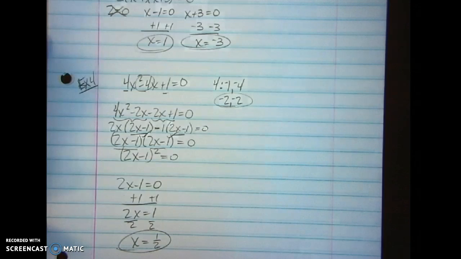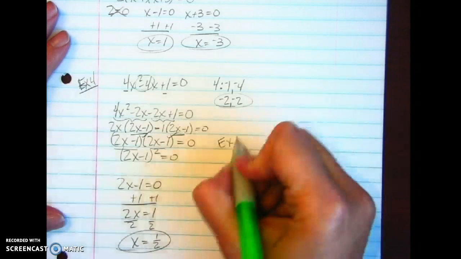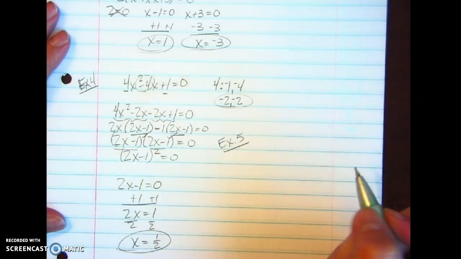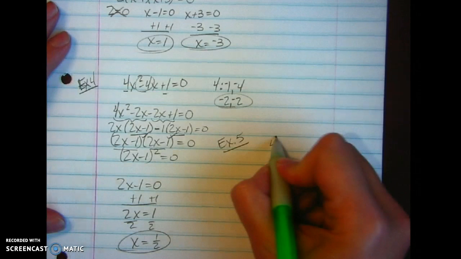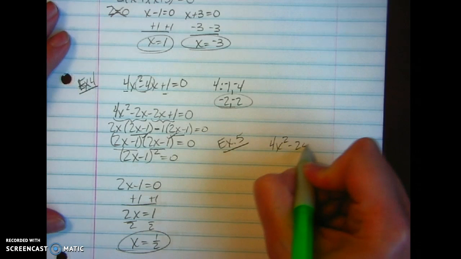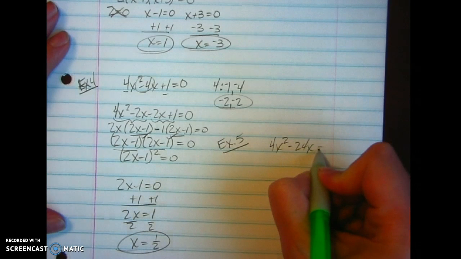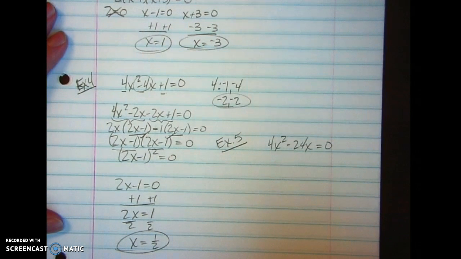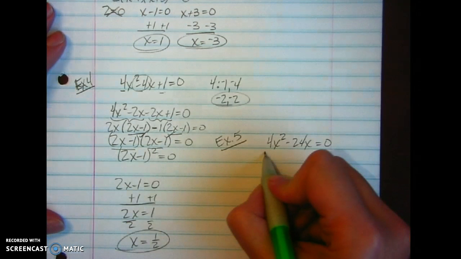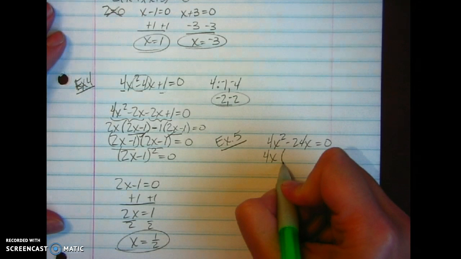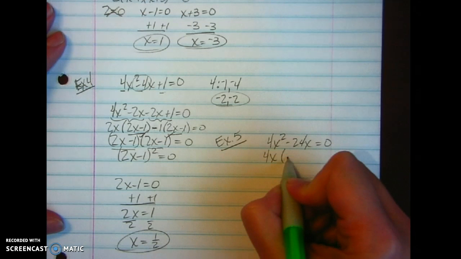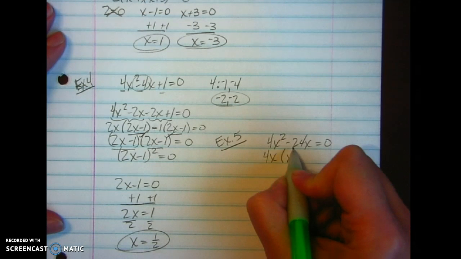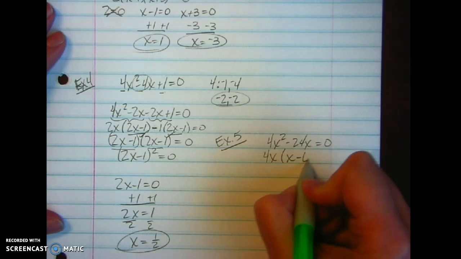Let's see if we can squeeze in one more before I run out of time here. I want to try one where you don't have a c value. 4x squared minus 24x equals 0. Look for a common factor. I can take a 4x out of both terms. 4x squared divided by 4x is x. Minus 24x divided by 4x is minus 6.